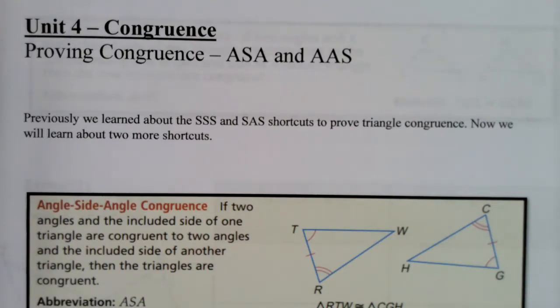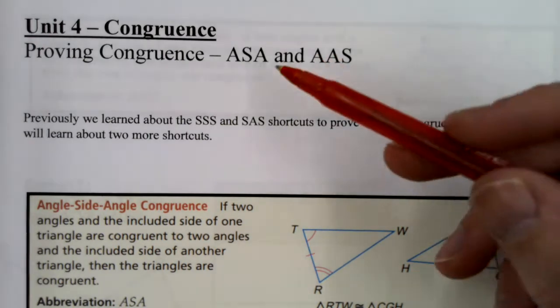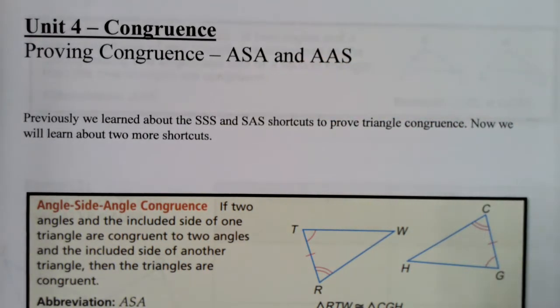This is the next lesson for geometry. It's Unit 4 Congruence, and this is our third lesson in the unit. The lesson is called Proving Congruence: Angle, Side, Angle, and Angle, Angle, Side.